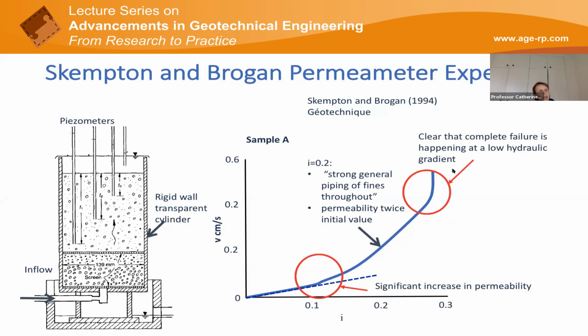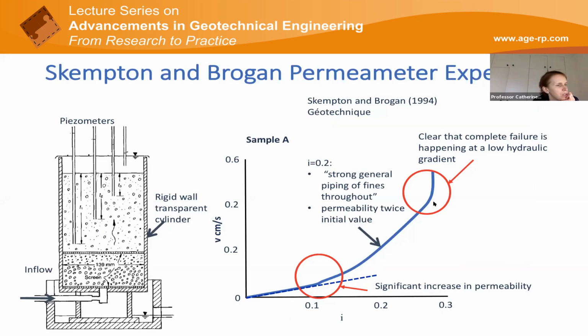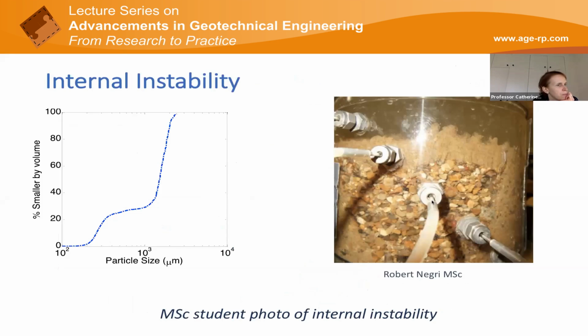And we're seeing complete failure at a hydraulic gradient of 0.3. And this is a photograph taken by one of my MSc students a few years ago. And you can see this region of the soil where the fines have been completely washed out up to the top through the side of the rigid wall permeameter.